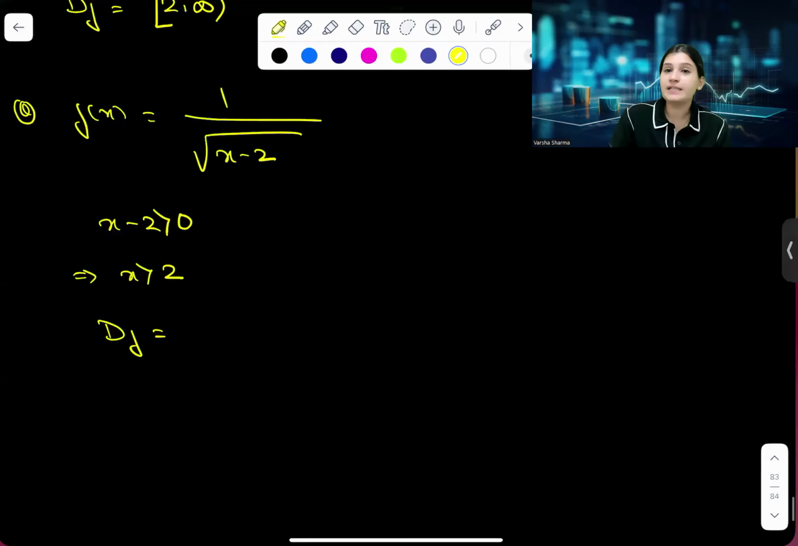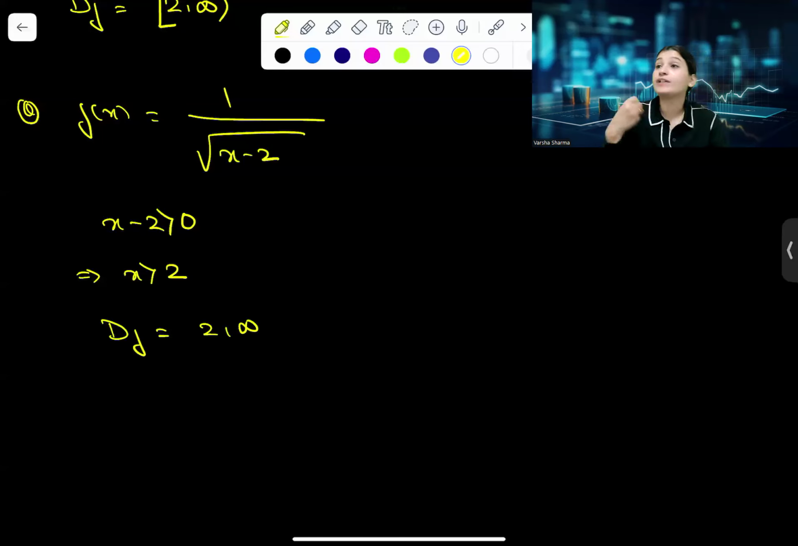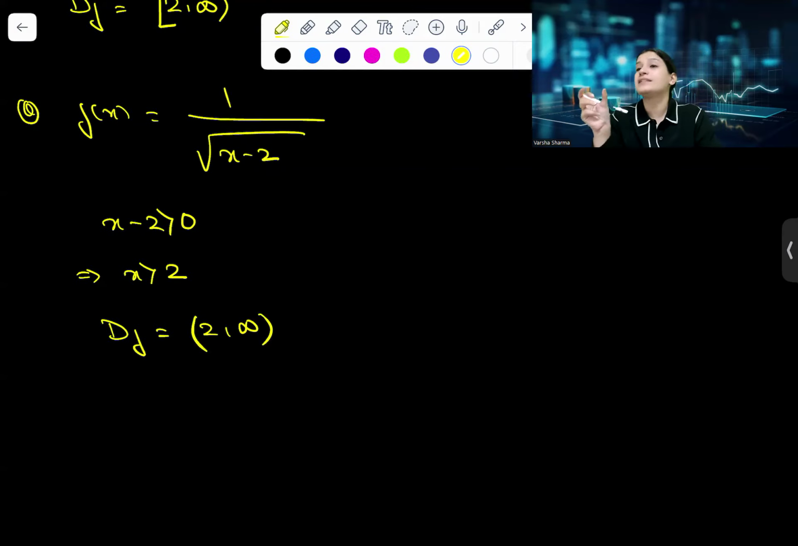So here the domain will be 2 to infinity, because I'm not allowed to take 2. But I'm allowed to take 2.1, 2.2, 2.5. So a round open interval means any number between this, between 2 and infinity. Don't take 2. If I would have written a square bracket, that means you take 2 also. Clear? Yes, ma'am.